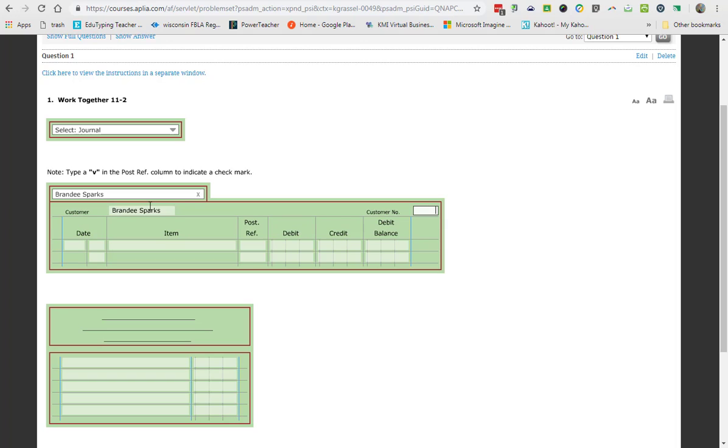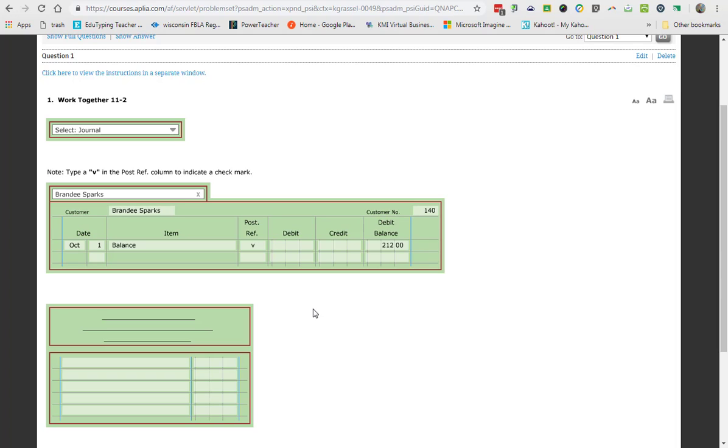So I'm going to put the customer name of Brandy Sparks in, and then I'm going to put 140 for the account number. We have a balance as of October 1st of the current year. And that balance is $212. Please make sure you put a check mark in the post reference to indicate that you did not get that from a specific journal. Instruction number 1, Rockstar did it. Moving on.